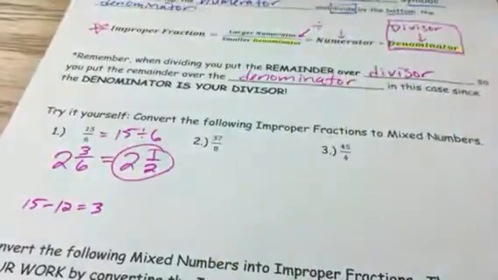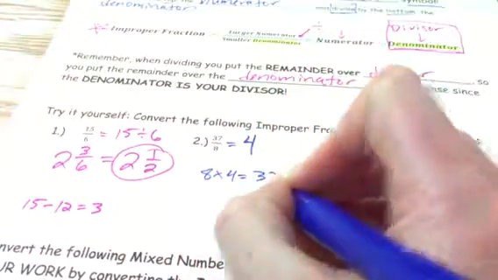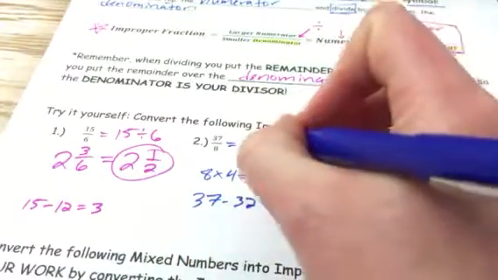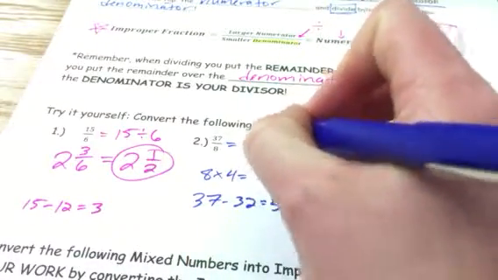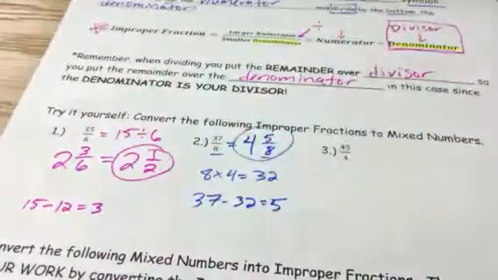37/8. 8 goes into 37 4 whole times. 8 times 4 is 32. 37 minus 32 is 5. So that is equivalent to 4 5/8. Denominator stays the same.